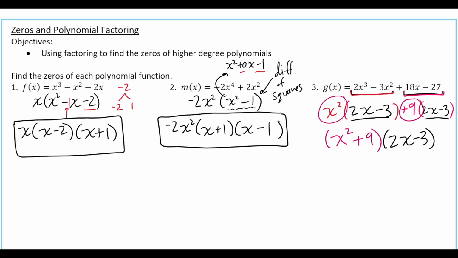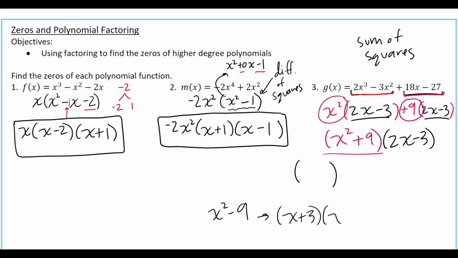All right. Now I have an x squared plus 9. Now this is the sum of squares, which is a little bit different than the difference of squares. Whenever you have a sum of squares, you're going to end up with imaginary factors or complex zeros. If this was x squared minus 9, we know this would turn into x plus 3 times x minus 3. Since we have x squared plus 9, this is actually going to change our zeros into imaginary. So I have x plus 3i and x minus 3i.